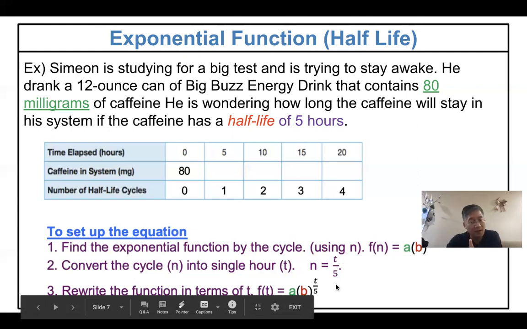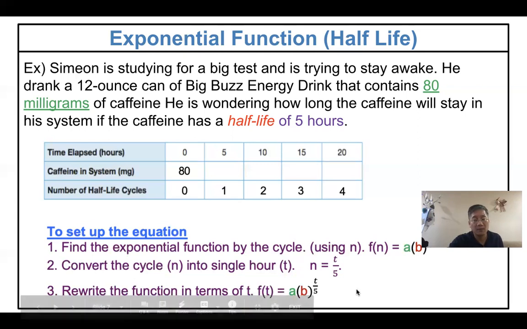If you don't divide by 5, what happens is, when t is 1, it becomes half. Half to the 1 power becomes half, right? So when t is 5, 5 over 5 becomes 1 cycle. So that's why you should divide by 5 here. Everybody get it, right? That's the equation.